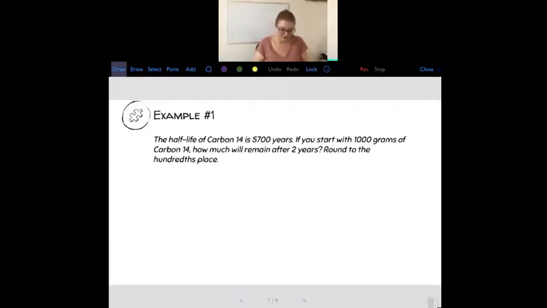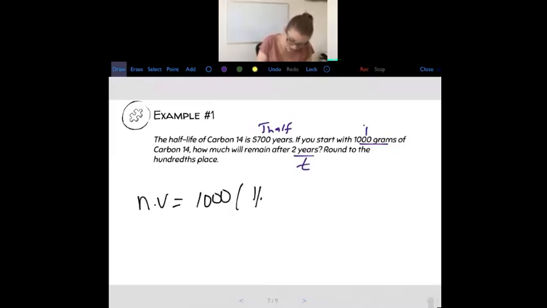Okay. So example 1, the half-life of carbon-14 is 5,700 years. Carbon-14 is used in what we know as carbon dating, or dating radioactive material. If you start with 1,000 grams of carbon-14, how much will remain after 2 years? Round to the hundredths place. So we have our half-life, and we have our initial value, and we have our time is 2 years. So all we have to do is plug this into the formula. So 1,000 grams of 1/2 raised to 2 over 5,700.